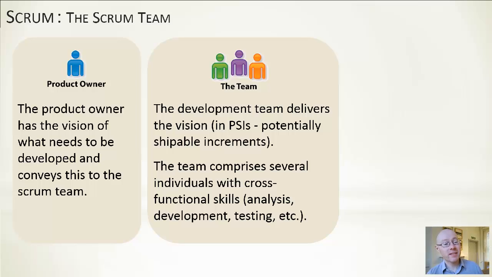The team then itself, the development team delivers the vision in PSIs, potentially shippable increments. So what this means is that if I have a 2-week sprint and I'm going to try to tick off an item of functionality, I'm going to implement something, I will do it in a way that is potentially shippable. It's not going to be half done. It's not going to be buggy and fall over.